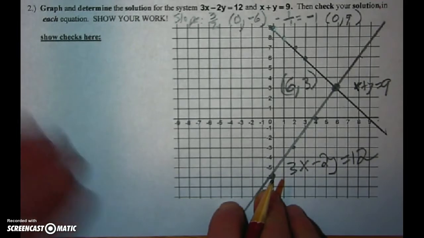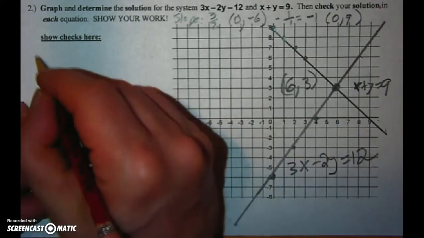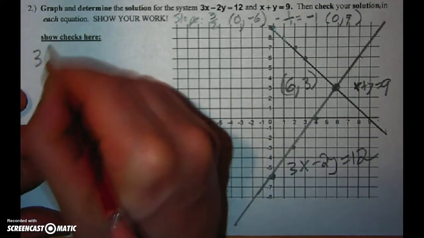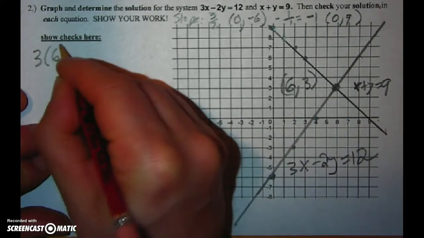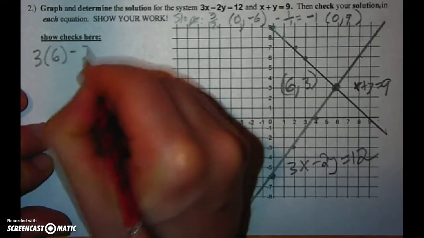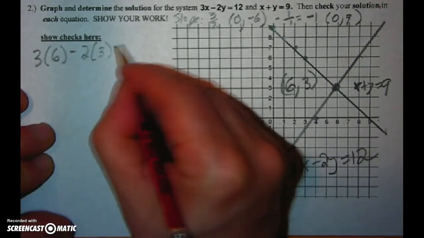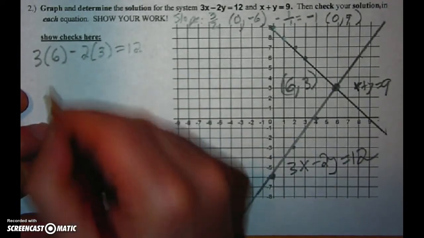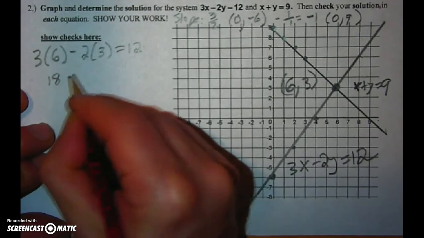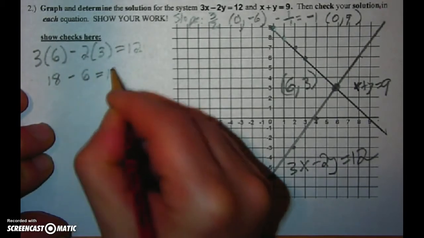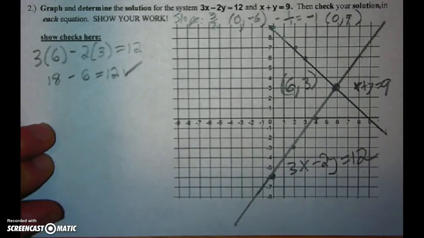So that's our point of intersection. Now we're asked to check it. In our first equation, we have 3 times 6, that's our x, minus 2 times 3, that's our y, is supposed to equal 12. 3 times 6 is 18, minus 6. 18 minus 6 does equal 12. We're good for our first equation.